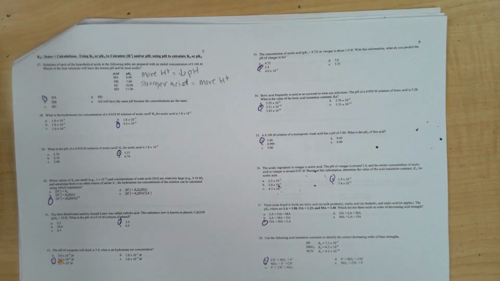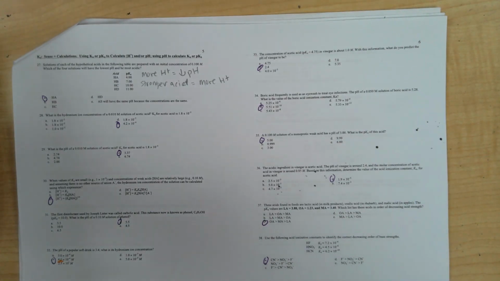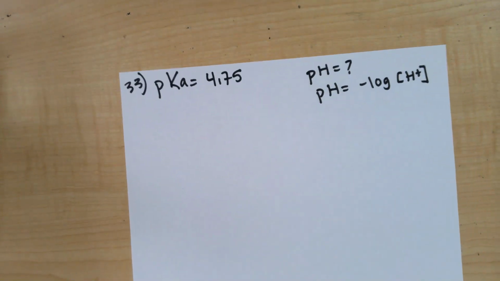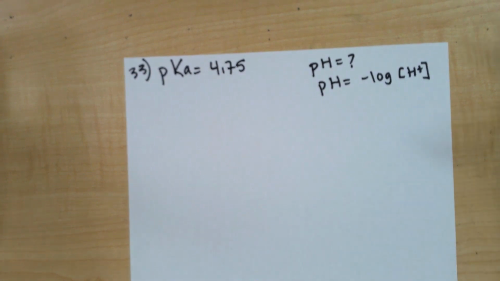So 33 is saying the concentration of acetic acid, which has a pKa of 4.75, in vinegar is about 1.0 molar. By the way, household white vinegar is just diluted acetic acid. With this information, what do you predict the pH of vinegar to be? So, right, it gave us a pKa. It wants us to find the pH.